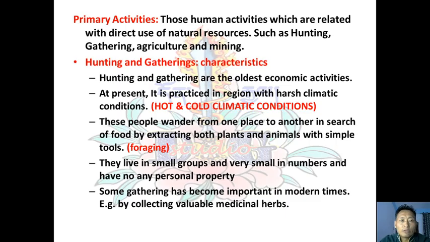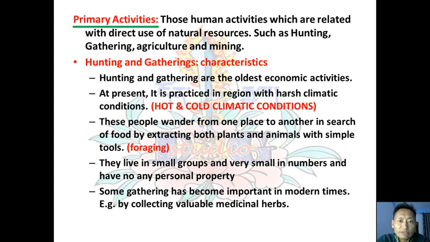The first thing we need to know is the meaning of primary activities. Primary activities are those human activities which are related to the direct use of natural resources. Some examples of primary activities are hunting and gathering, agriculture and mining. All these types of primary activities are directly related to the use of natural resources. Such human activities are called primary activities.